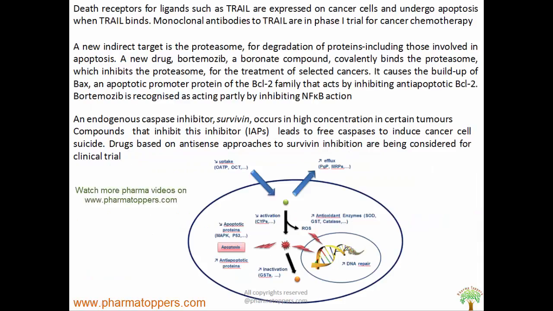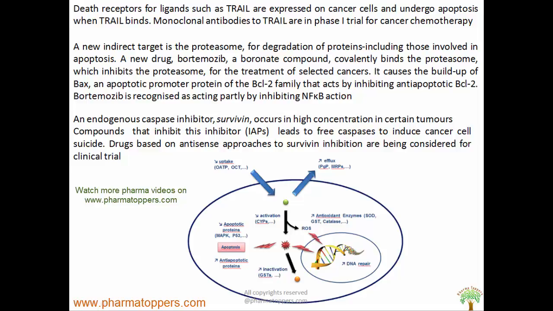The death receptors for ligands such as TRAIL are expressed on cancer cells, which undergo apoptosis when TRAIL binds. Monoclonal antibodies to TRAIL are in phase 1 for cancer chemotherapy. A new indirect target is the proteasome, which degrades proteins including those involved in apoptosis. The drug involved is bortezomib, a boronate compound that covalently binds to the proteasome and inhibits it, for the treatment of selected cancers.